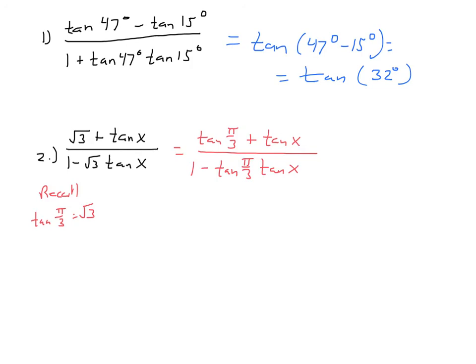Now this is in the form of the tangent sum formula, so that is just going to equal the tangent of a plus b. A in this case is pi over 3, and b is just x. That would be our answer on this particular problem.